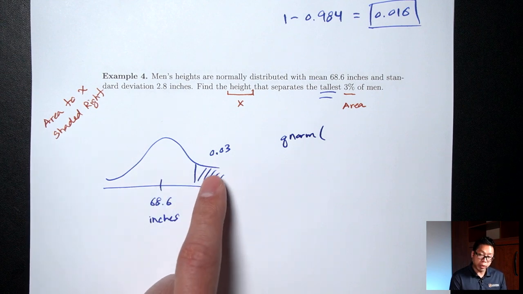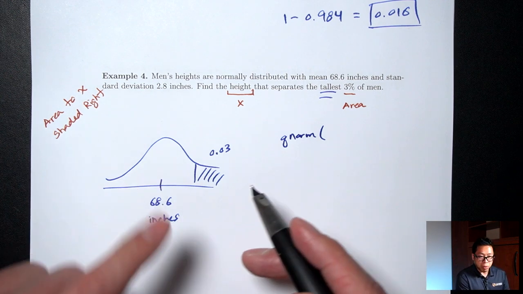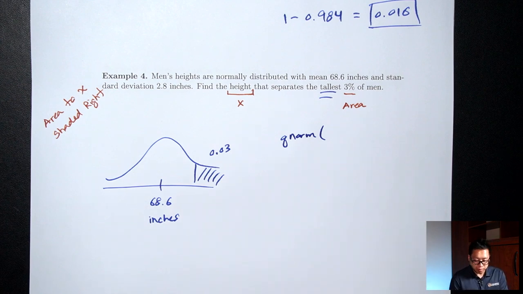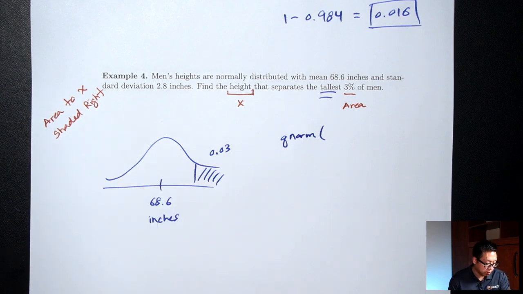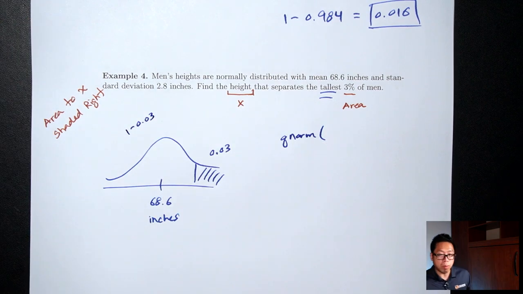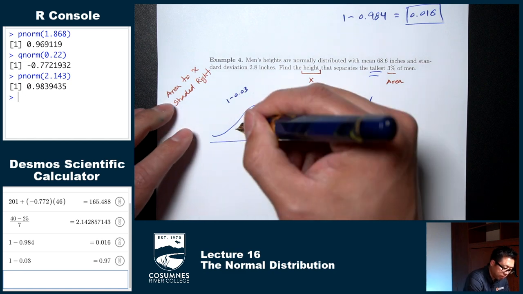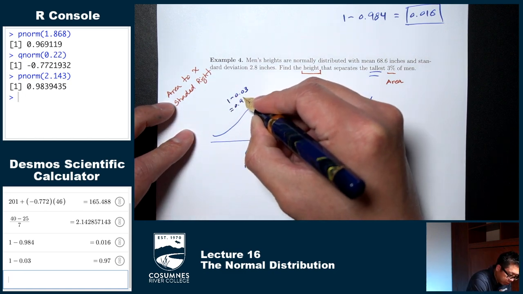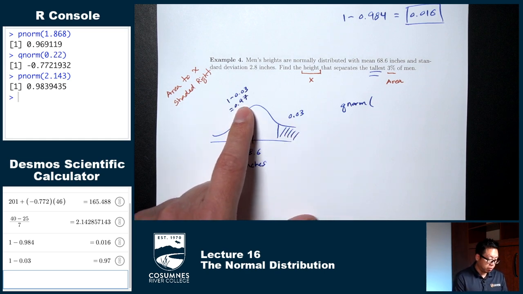So if 0.03 is this shaded part, what's the white part? And how would you get the white part? Anytime you want the other side, do a 1 minus, okay? So 0.03 is to the right. The left part will be 1 minus 0.03. So 1 minus 0.03 is 0.97. So 0.03 is the shaded part to the right. The white part to the left is 0.97.